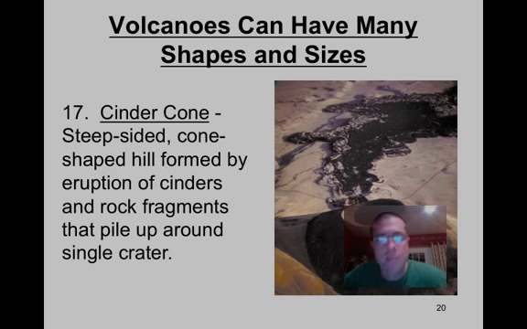Cinder cone: a steep-sided, cone-shaped hill formed by eruption of cinders and rock fragments that pile up around a single crater. We most often see these on the sides of composite or shield volcanoes. They're really kind of neat. They're so neatly shaped because of the constant eruption of tiny little rocks and fragments. But generally, we see them on the sides of other volcanoes, not as an independent volcano.